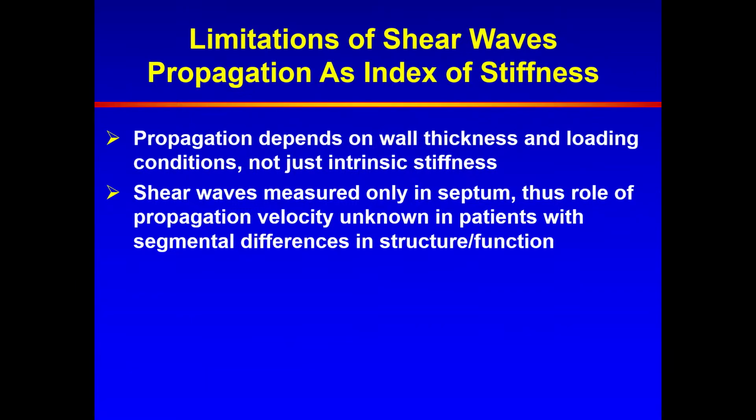The main limitation is that these velocities do depend on wall thickness and loading conditions, not just the intrinsic myocardial stiffness. At the present time, they are measured only in the septum, and so if you're looking at segmental dysfunction or segmental hypertrophy, you have to ask the question, is what I am measuring reflective of the whole ventricle or not? There are other concerns.